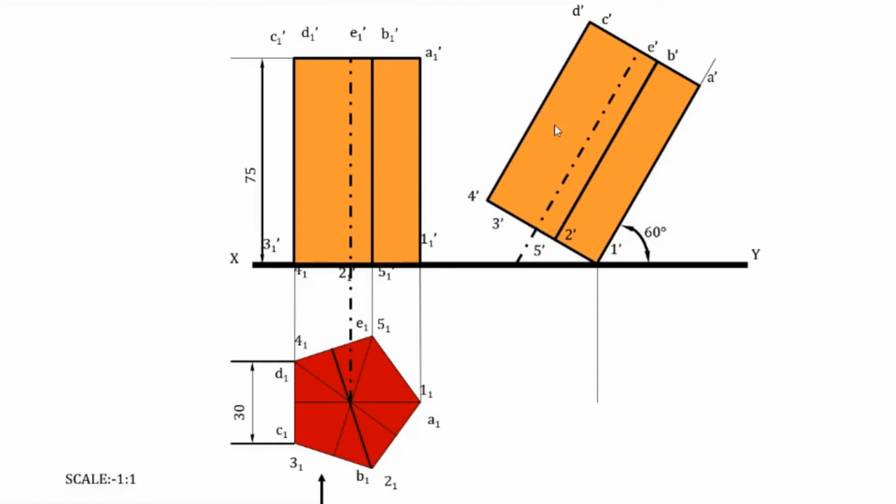But in the top view, you have to find out all the points 1, 2, 3, 4, 5, A, B, C, D, and E. All these 10 points you have to find out in the top view. So in order to get point 1 in the top view, what you have to do is you have to drop a projector from 1 dash, this line, and then a horizontal line from 1, 1. So the point of intersection of these two lines, this line from 1 dash as well as the line from 1, 1 will give you the point 1.